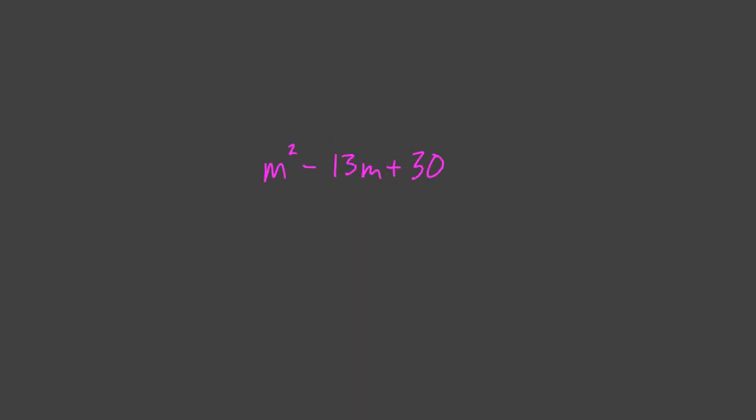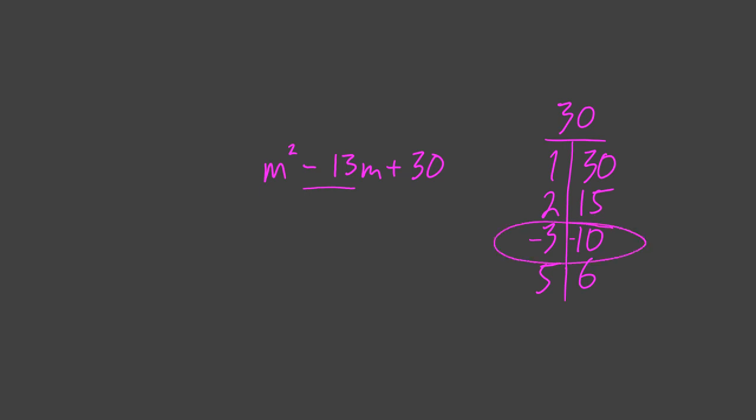m squared minus 13m plus 30. So we are looking for factors of 30. 1 and 30, 2 and 15, 3 and 10, 5 and 6 are our factor pairs. Again, we have a situation where we're multiplying to a positive and adding to a negative. So both of our factors need to be negative, -10 and -3. So we have m minus 3, m minus 10 as our factored expression.